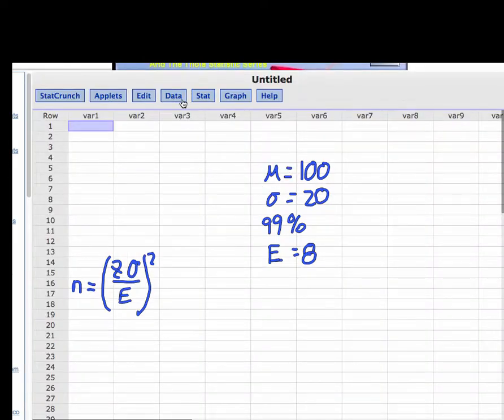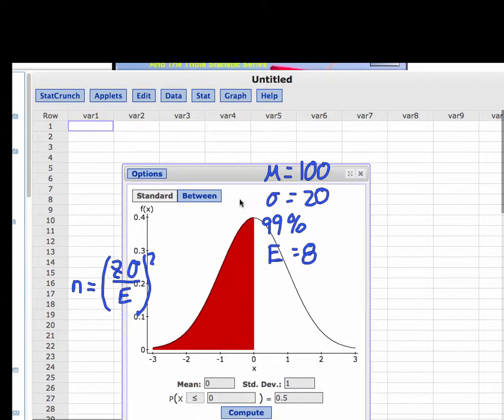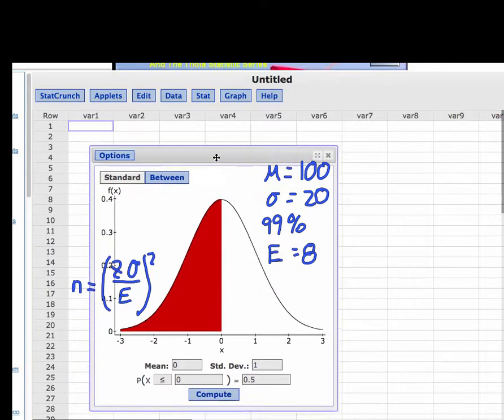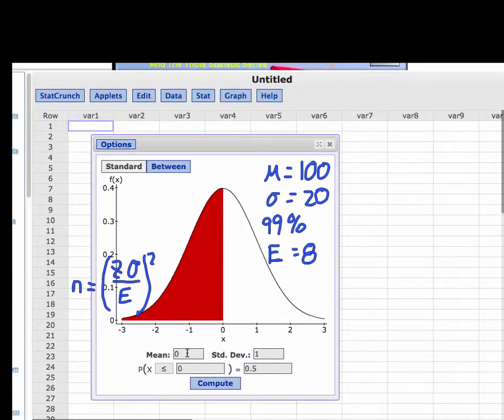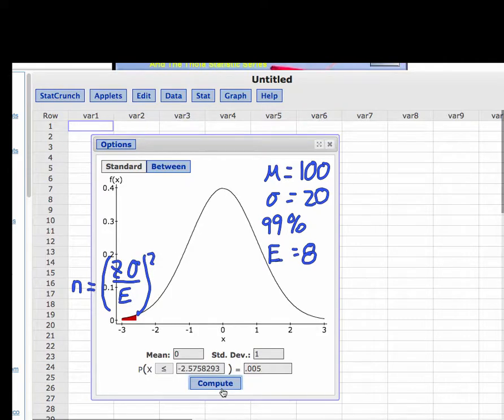And we're going to use the normal calculator. So we'll go to Stat, Calculator, Normal. We want a 99% confidence interval. So we're going to leave the mean at 0, the standard deviation at 1, and then in this last box here, we're going to type 0.005. And this is going to give us a value of minus 2.576 if we round to 3 decimal places.